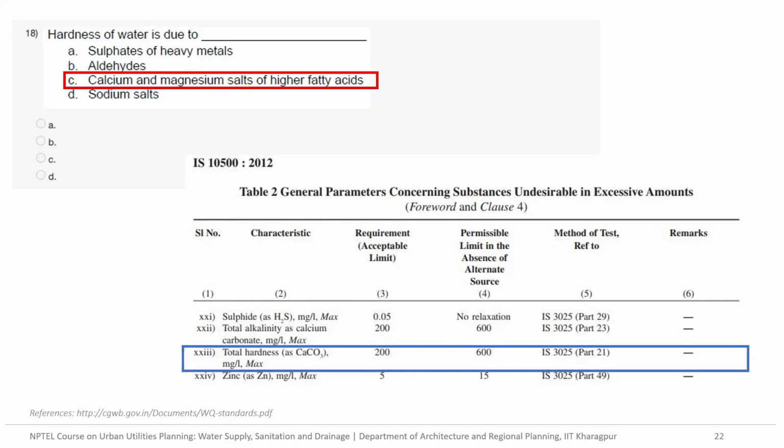So this is from Indian Standard Code 10500 2012. There is a list of general parameters concerning substances undesirable in excessive amounts within water. We can see that total hardness is essentially considered as calcium carbonate. So we can see that calcium and magnesium salts of higher fatty acids, that's how hardness is defined.